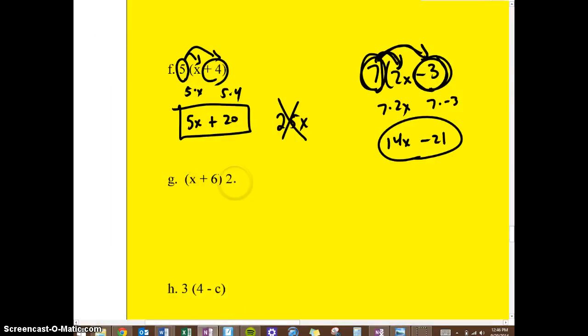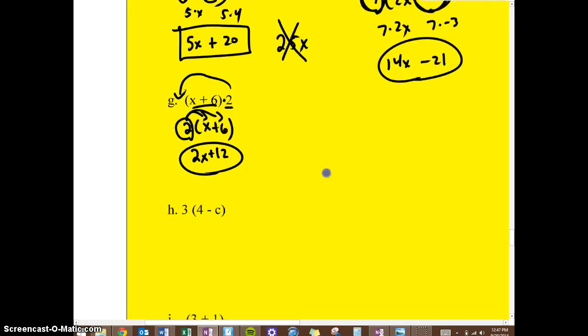Now, if you look at G, you may say, Mr. A, I was just starting to understand this. Why do you put the 2 over here? Well, what property says that I can actually move this 2 over to that side? Well, this is x plus 6 times 2. I can bring the 2 over here because of the commutative property of multiplication. 2 times x plus 6 is how it would be written. We say 2 times x is 2x. 2 times 6 is 12. Positive, so we put a plus sign. Let's do a couple more examples and then we'll be done.